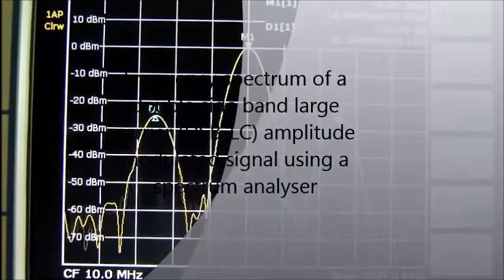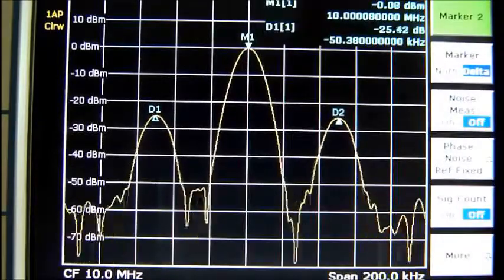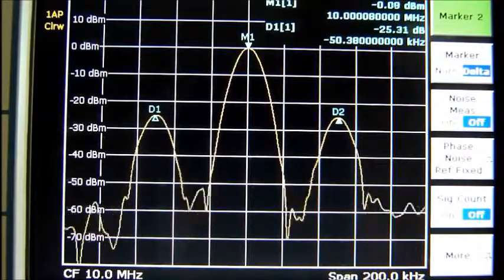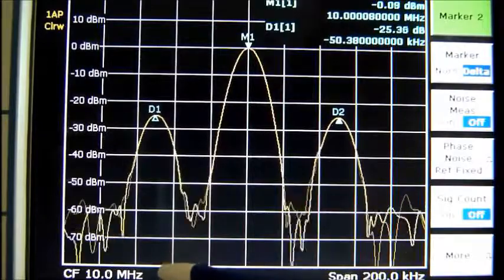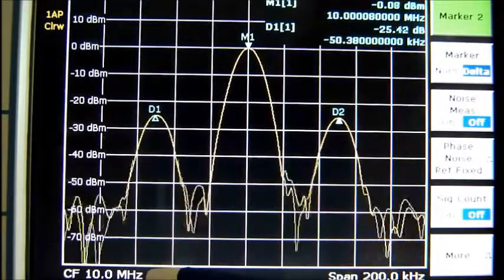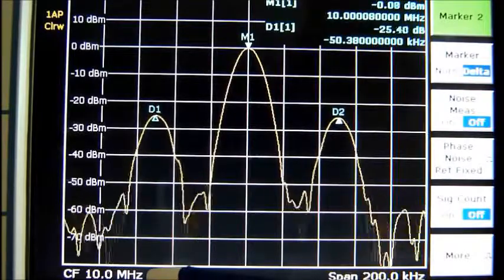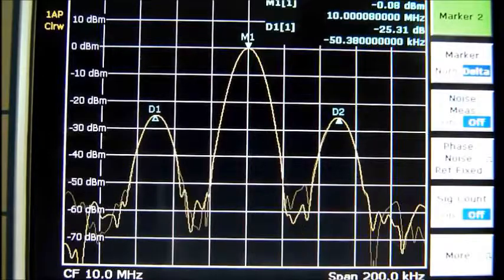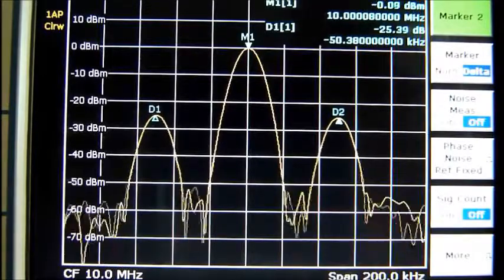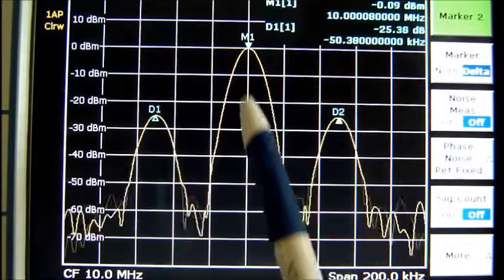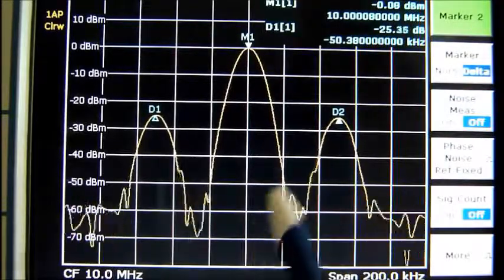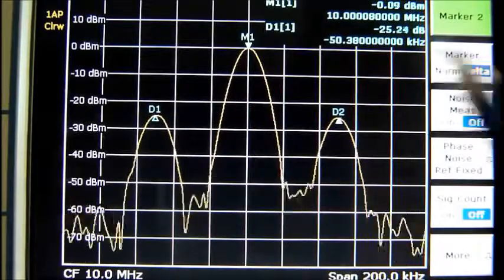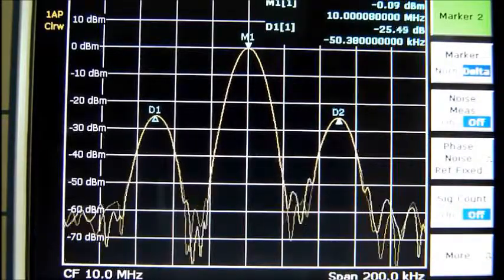First of all, we are going to observe the transmitted signal in the frequency domain looking at the screen of the spectrum analyzer. The spectrum analyzer setup has been done by choosing the center frequency at 10 MHz, being this frequency the same as the carrier signal, and a span of 200 kHz. As we can see in the screen, the carrier signal appears exactly centered at 10 MHz, and the two sidebands corresponding to the amplitude modulated signal at both sides of the carrier frequency.